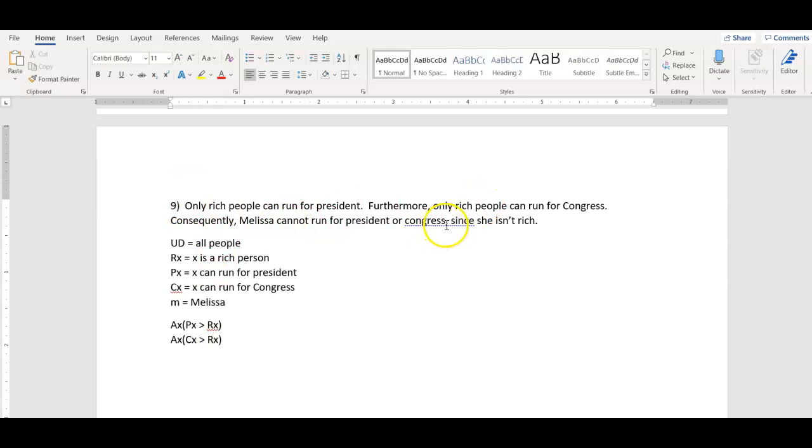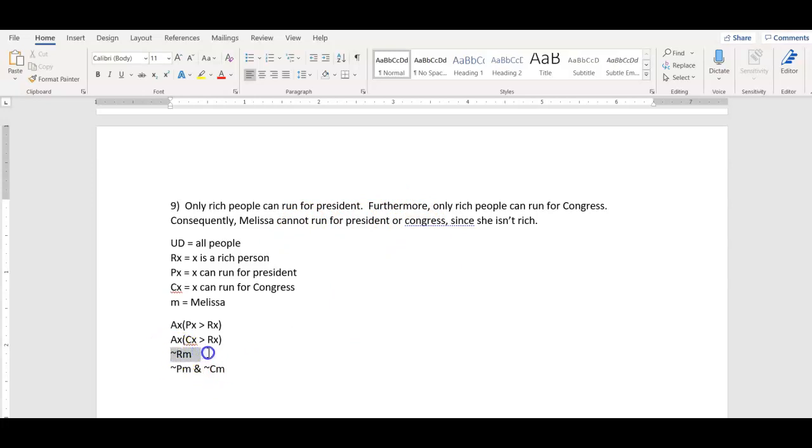Now again, we have to remember our other premise, which is at the end, which is she isn't rich, meaning Melissa. So not the case that Melissa is rich. And now our conclusion, Melissa cannot run for president or Congress. So it's not the case that Melissa can run for president. And it's not the case that Melissa can run for Congress, right? Or, cannot run for president or Congress. So that could go either way.